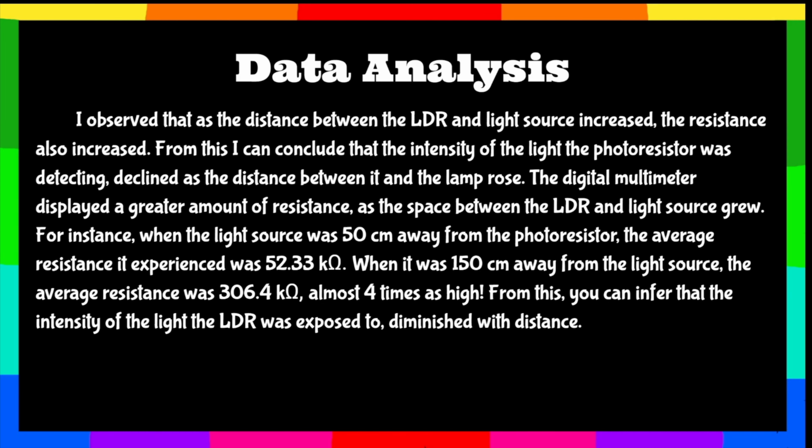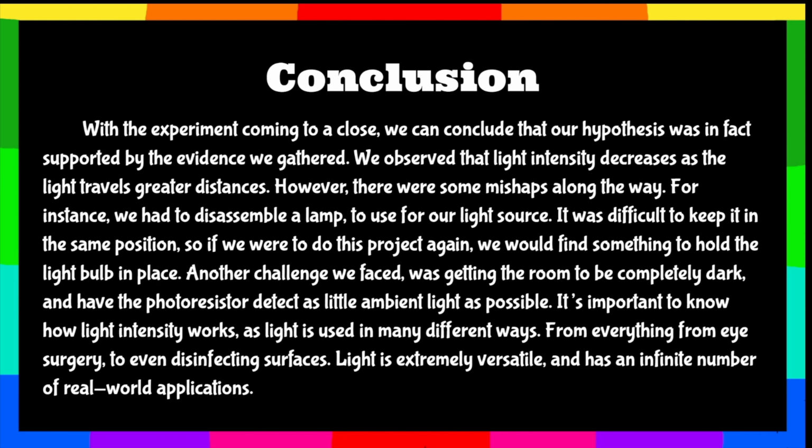We observed that as the distance between the photoresistor and the light source increased, the resistance increased as well. Due to this, we can conclude that the intensity of light the photoresistor detected declined as distance increased. The multimeter displayed greater amounts of resistance as we moved the photoresistor and the light source farther apart. For instance, when the light source was 50 centimeters away, the average resistance was 52.33 kiloohms. When it was 150 centimeters away, the average resistance was 306.4 kiloohms. From this, you can infer that the intensity of light diminished with distance. We can conclude that our hypothesis was supported by the evidence we gathered. We observed that light intensity decreases as the light travels greater distances.